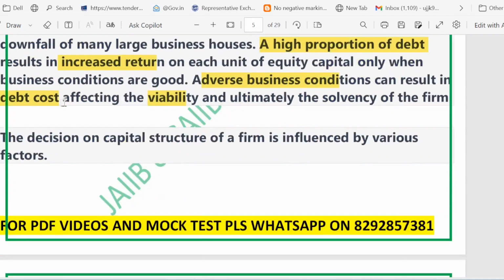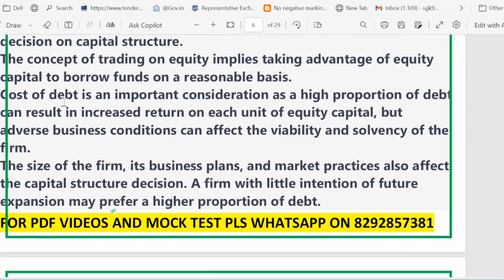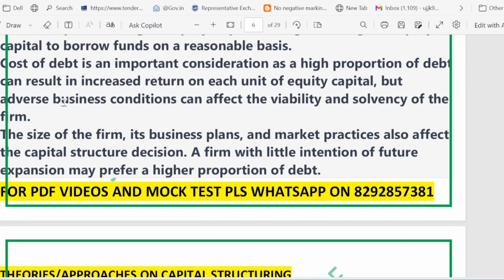Now friends, let's look at the decision. So this factor we have already talked about. Next factor that affects is the size of the firm.